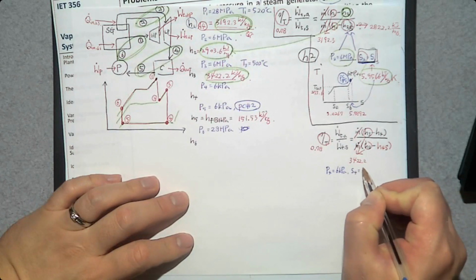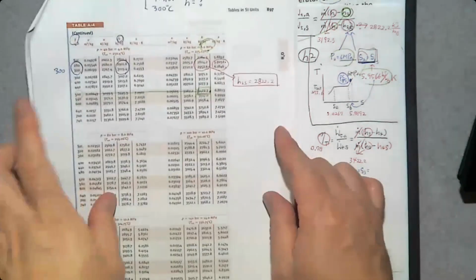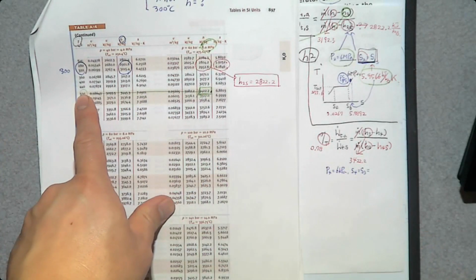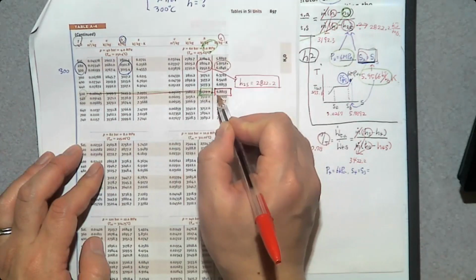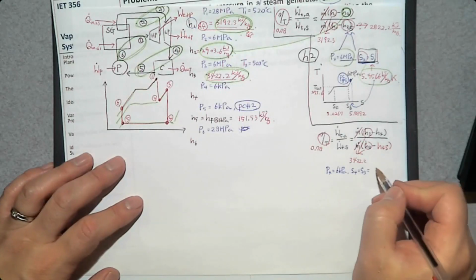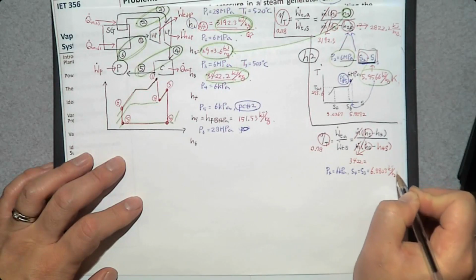So we assume S4 is the same as S3, and we can find S3 from where? From 6 megapascal and 500 degrees Celsius. So let's go to the superheated vapor table and find 6 megapascal and 500 degrees Celsius. Where is S? This one. Entropy S is 6.8803 kilojoule per kilogram Kelvin.